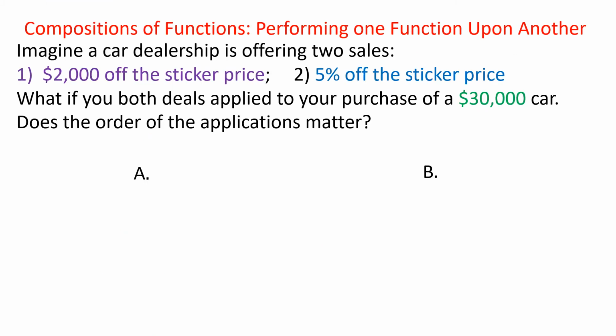I'd like to veer off to the class notes for a moment just to venture into compositions of functions. So if you want to take side notes, please feel free. This is a slight diversion from our textbook examples. Imagine that a car dealership is offering two sales. You can get $2,000 off the sticker price, or you can get 5% off the sticker price. Well, imagine that both were offered. Does order make a difference? You're looking to buy a $30,000 car.